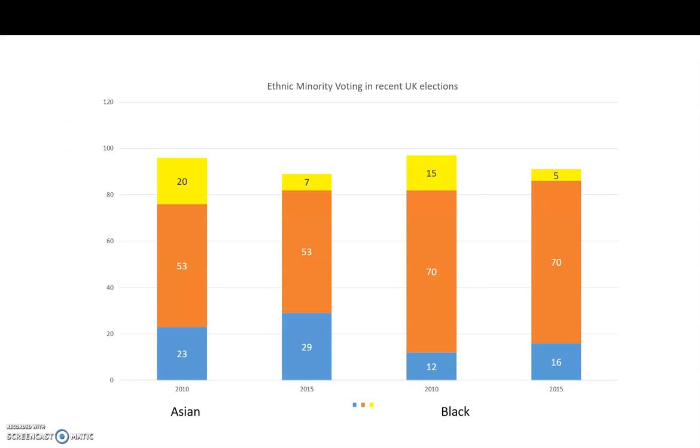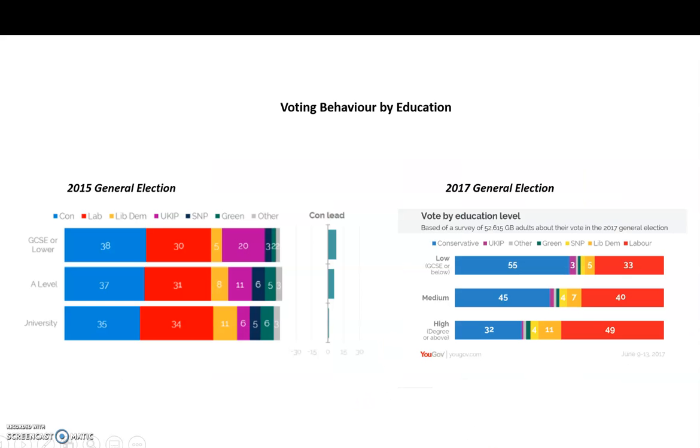In terms of ethnic minorities, this is 2010 and 2015. I couldn't find 17 and 19. But again, you can see that most ethnic minorities tend to vote Labour. So, we've got the Asian vote here, 53-53, and the black vote 70-70. So quite stable and quite high for Labour and very low for Conservatives.